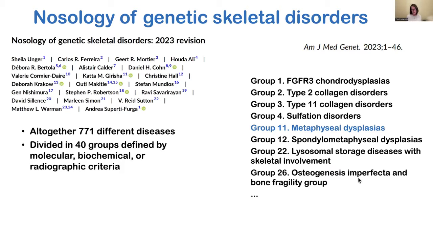To put these disorders into some kind of order, there is this nosology of genetic skeletal disorders, which is revised every 5 years, and the most recent one is from 2023. This lists 771 different disorders, and they have been divided into 40 different groups, defined by radiographic criteria, molecular or biochemical features. Here on the right-hand side, I'm listing just some of these groups, and cartilage-hair hypoplasia belongs to group 11 of metaphyseal dysplasias.